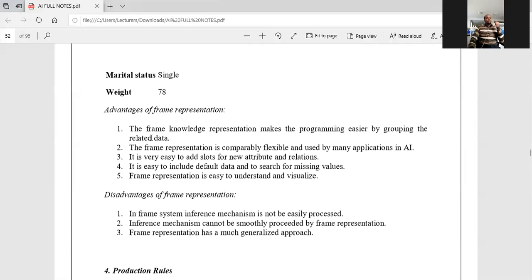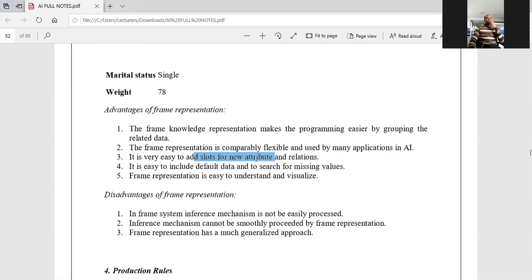The advantages of frame representation is that grouping of data is very easy. And that is an advantage of tables. That's why MS Excel and MS Access make for very good data analytics, because it uses tables. You can even query. And it's also flexible and can be used by many applications in AI.